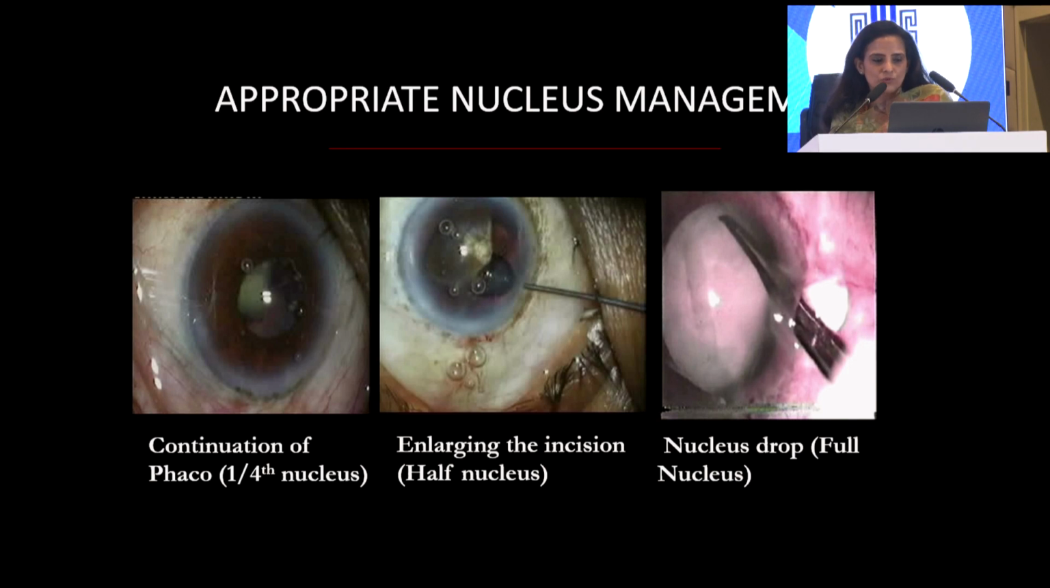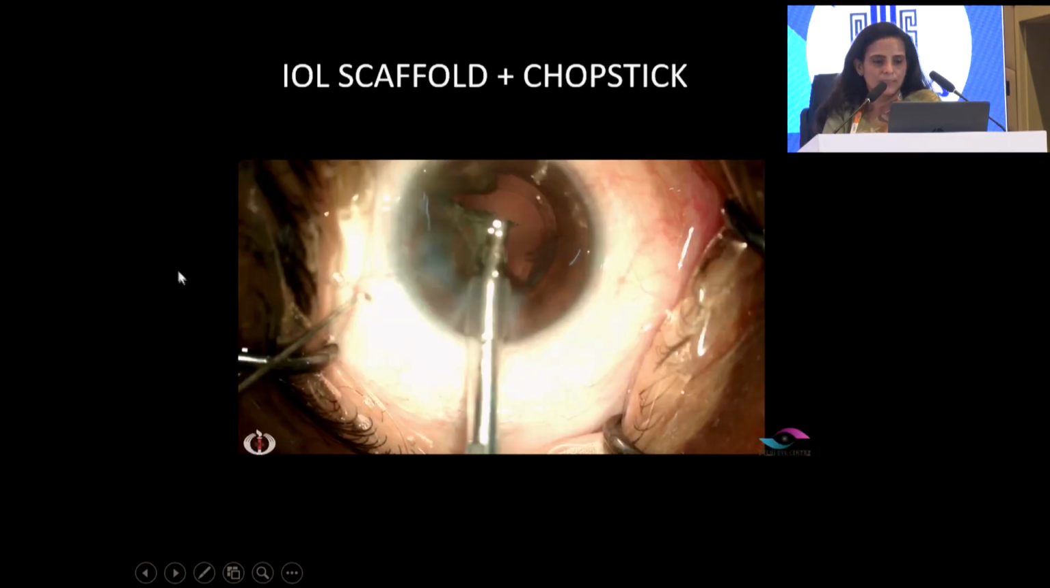The appropriate nucleus management: in case a small piece is left, that is around a quarter, you can get it in above the iris and continue your phaco after putting in a lot of viscoelastic to stabilize the chamber. In case there's more than half the nucleus, you can enlarge the incision and then remove it. Various techniques have been described, foremost being the chopstick technique, wherein you use two instruments to get a hold on the nuclear fragment and remove it. And if there's a nucleus drop, it is best left to the vitreoretinal surgeon.